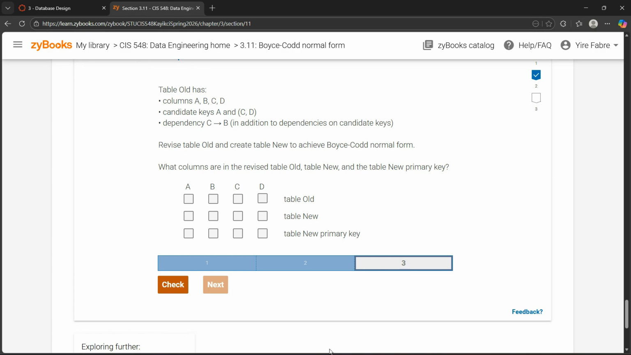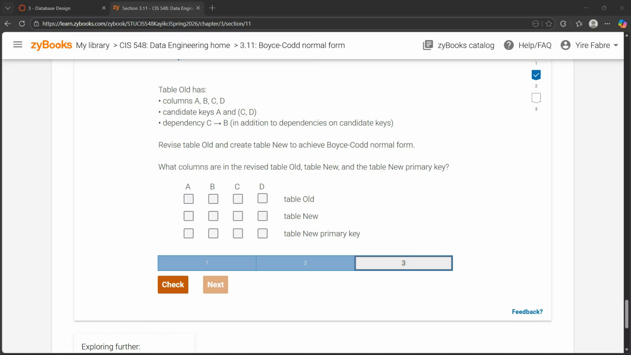So in other words, we have table all, which has columns A, B, C, D. Candidate keys are A and C, D. The dependency is C to B. So step 1, identify the violation. In BCNF, every determinant must be a candidate key. So here, C to B is a dependency, but C alone is not a candidate key. This violates BCNF.